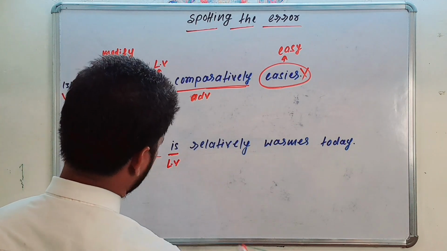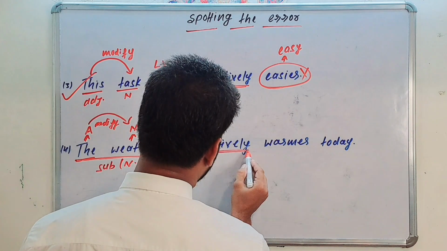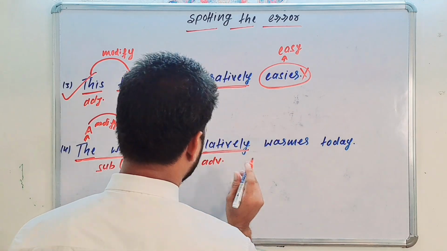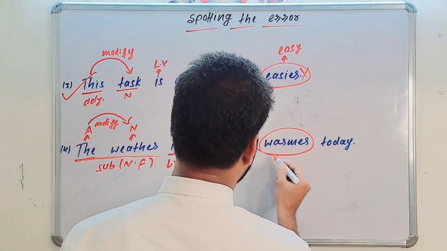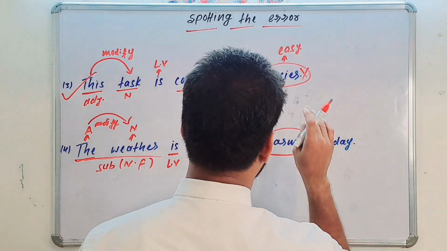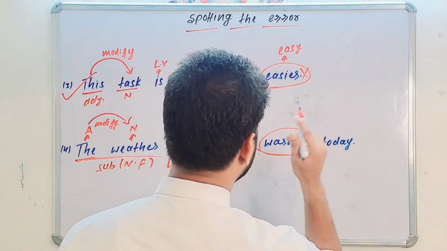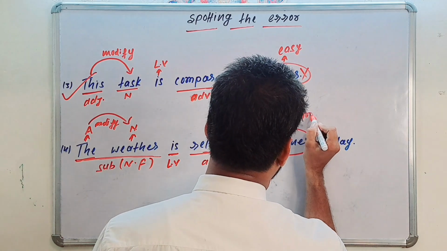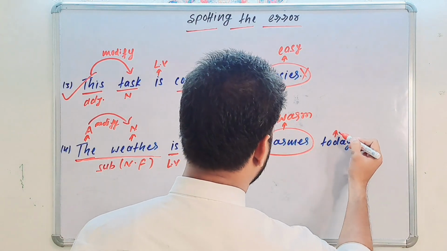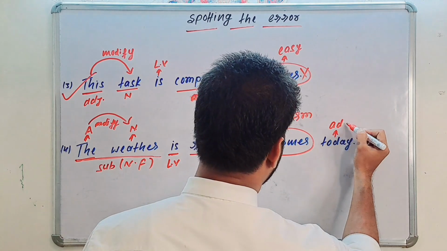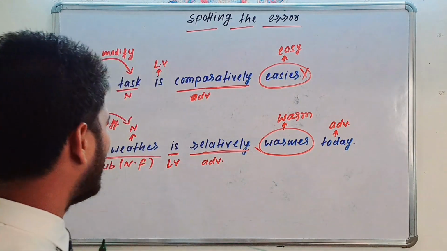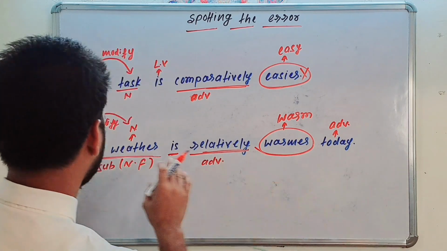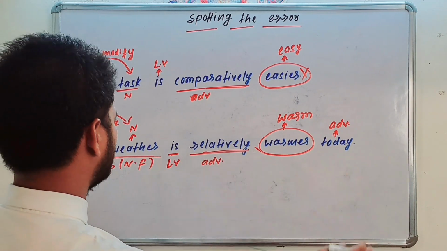This is your linking verb. And here, see, relatively is an adverb, but this is the error part here. Again, I am telling you, don't say warmer, easier. Use warm here. Today is also an adverb. So I told you the weather is relatively warmer today.